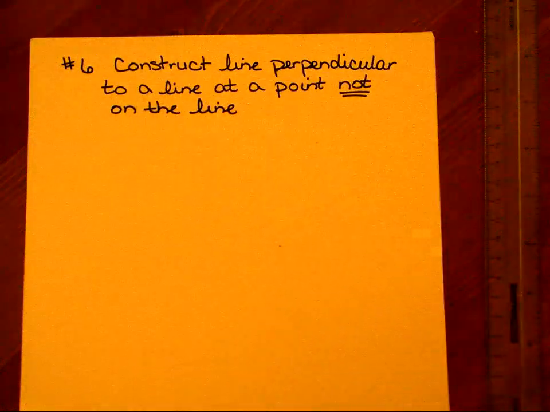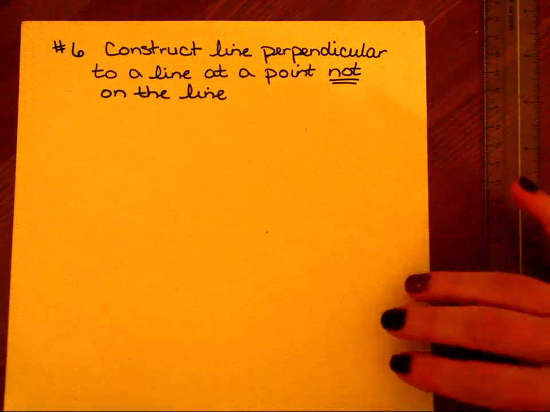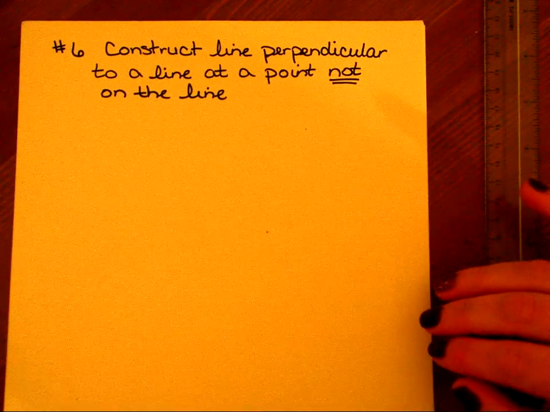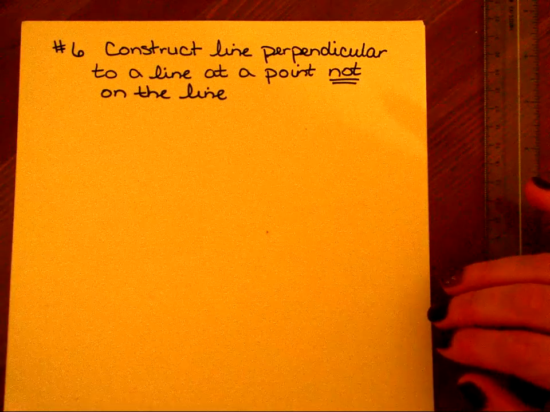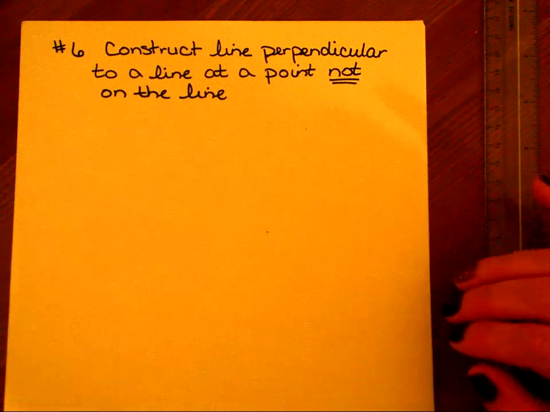Okay, it's time to do construction number 6. This time we are going to construct a line perpendicular to a line at a point that is not on the line. So it's going to start off slightly similar to the last one. However, the key thing is the point is not going to be on the line.